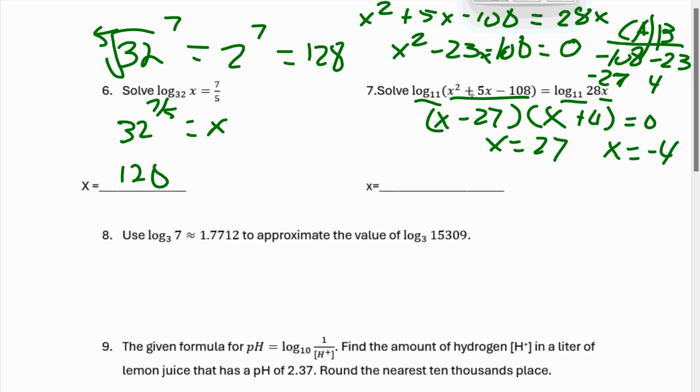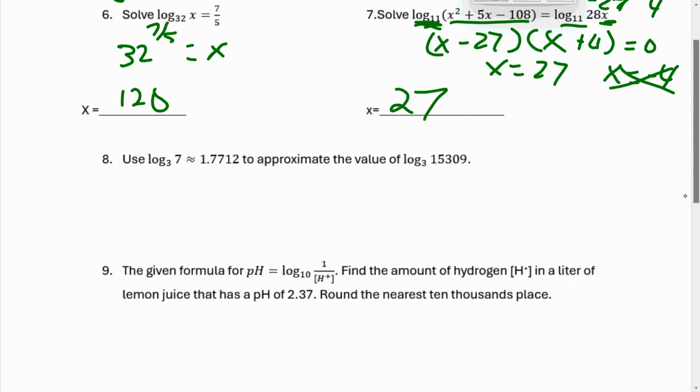But I got to make sure it's the answer to the logs, right? So I can't take the log of 0 or negative. So I notice when I plug in this -4 for this x, I get a negative. I can't take the log base 11 of a negative. Can't do that. So the only correct answer would be for the log is 27.